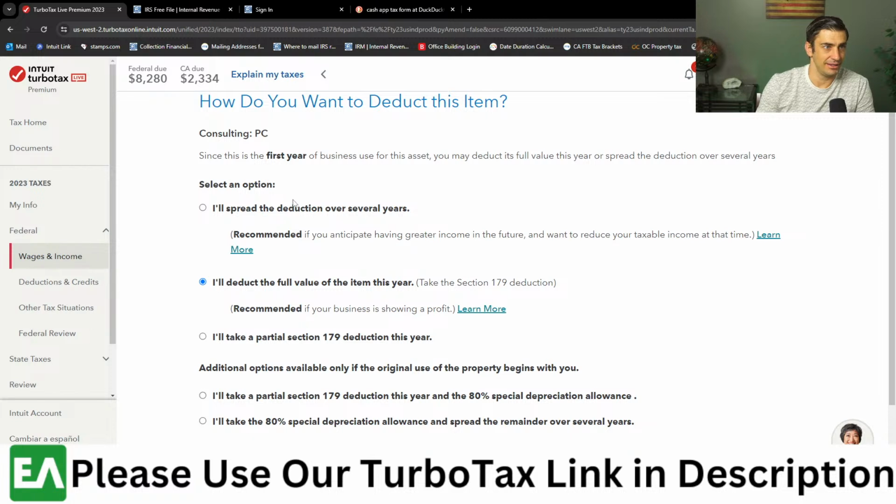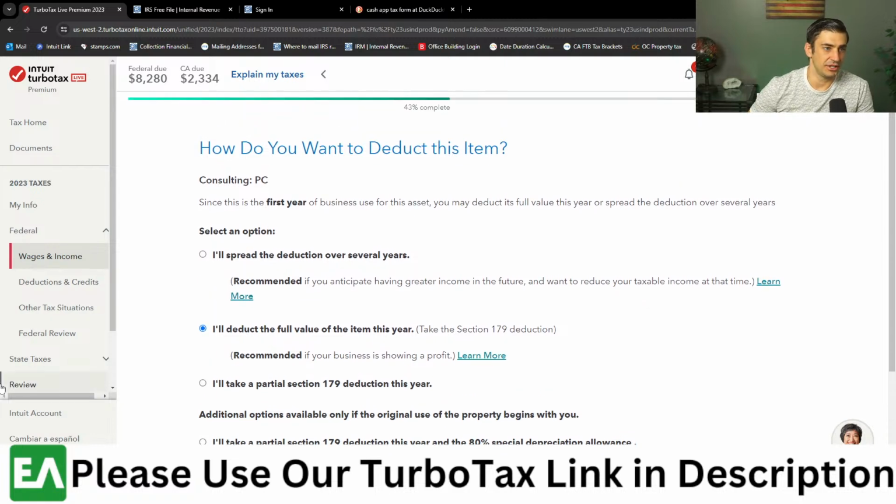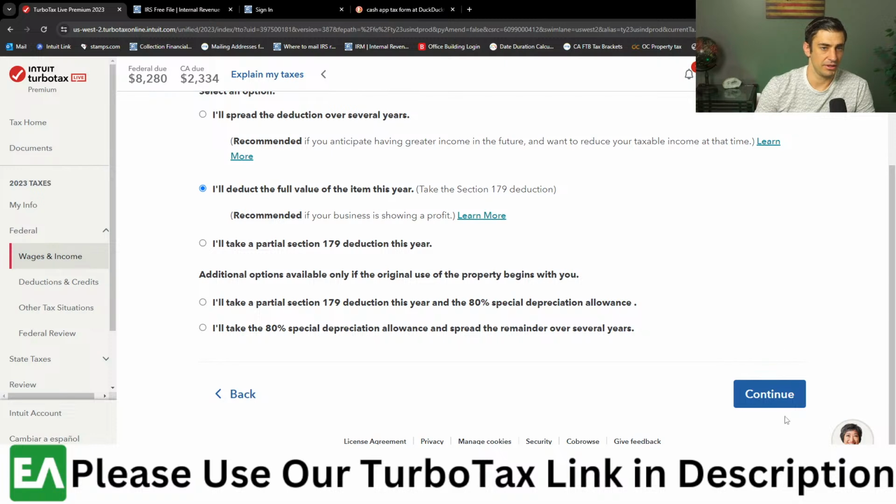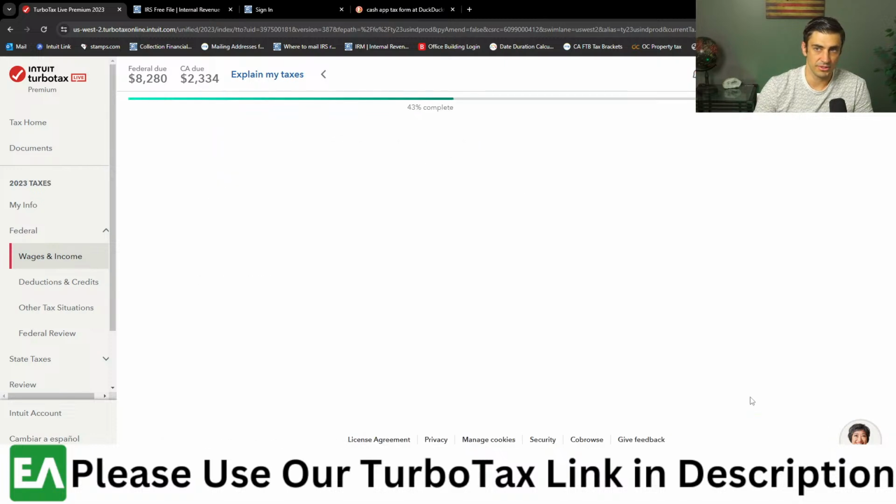Why would we do this? I guess it's recommended if you anticipate having greater income in future years. Well, this is good tax planning, but for a computer, you would just deduct the whole thing. Why would you spread it out? Unless it's a massive computer, like a server, those things are super expensive.